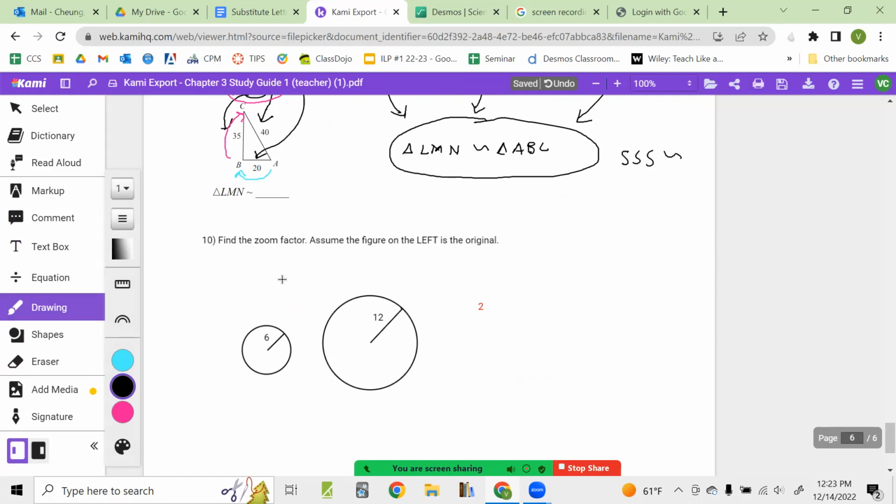Last one. I know you haven't really seen this before because we didn't look at circles, but it should be pretty straightforward. The line from the middle part of the circle to the very edge, that's called a radius. And then the radius here is 12 on the big one and 6 on the small one. So to find the zoom factor, we're just going to divide 12 over 6 because it says left is the original. So that means right is the new over original or old. That's going to give us 2, right?